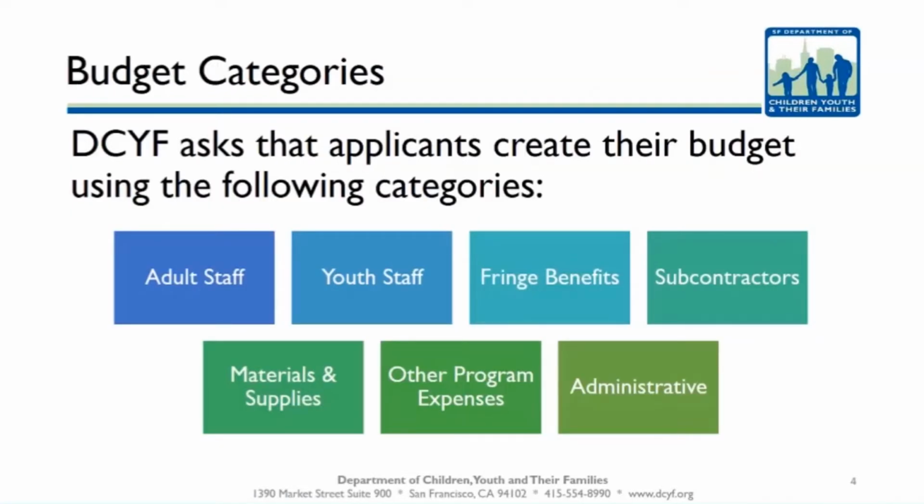So the first thing you should know about a DCYF budget is that we have 7 distinct budget categories. Those are listed here in front of you. We'll be going into each and every one of them in detail. But as you're looking at your program budget and looking to translate that into your CMS work plan, bear in mind that we are going to be asking you to fit your expenses into one of these 7 categories.